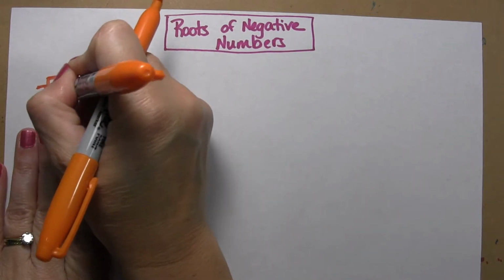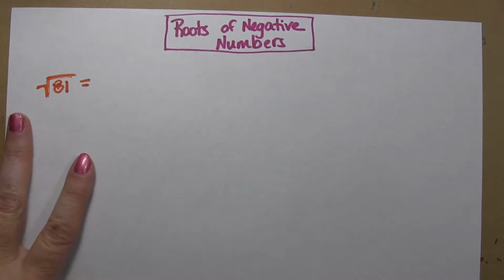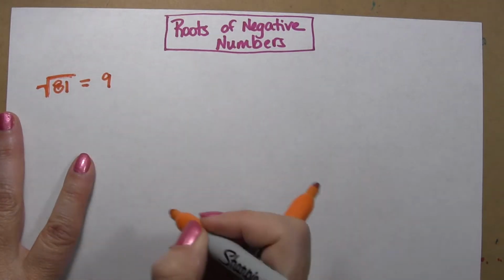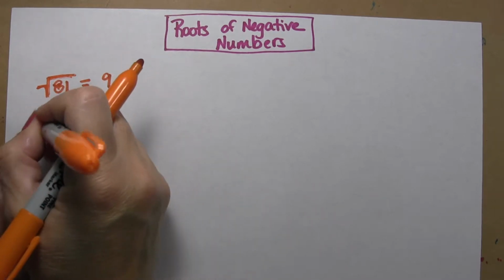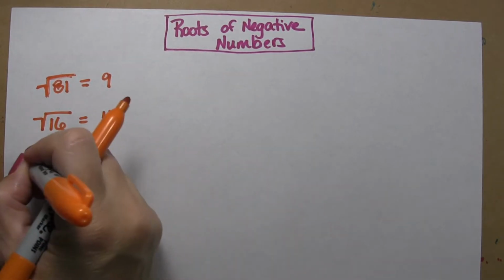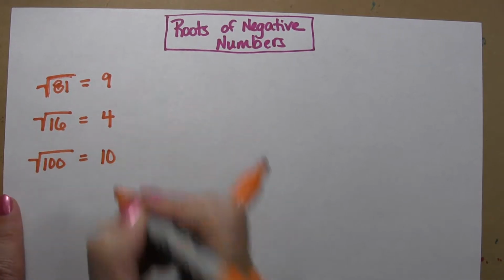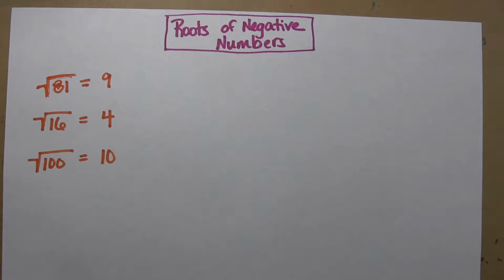So first, let's just remember that we can take the square root of positive numbers all we want, right? We know that the square root of 81 is 9, and we know that the square root of 16 is 4, and we know that the square root of 100 is 10. That's all easy peasy stuff, and we are getting pretty good at that, I would think.